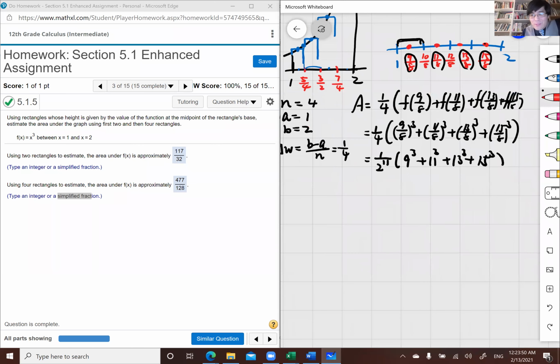Well, yeah, we just use a calculator to do this one, but the 9 cube is going to be 729. 11 cube is 1331. That's not too bad so far, but the 13 cube, I don't remember, so I had to do some computation.